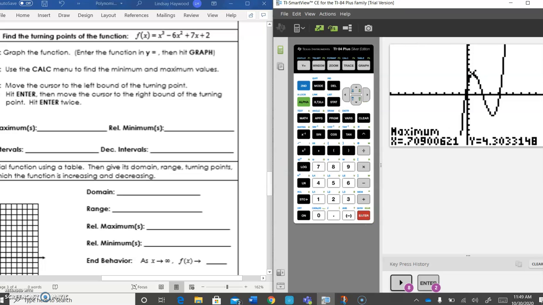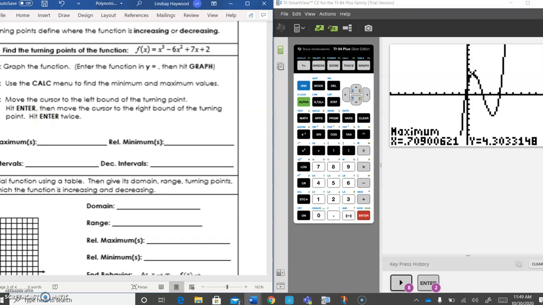And I can see there that it says my maximum point there would be 0.709, comma 4.303. Okay, so that would be a relative maximum.